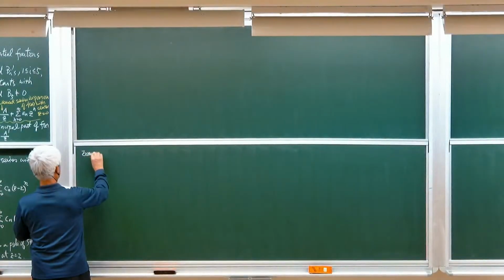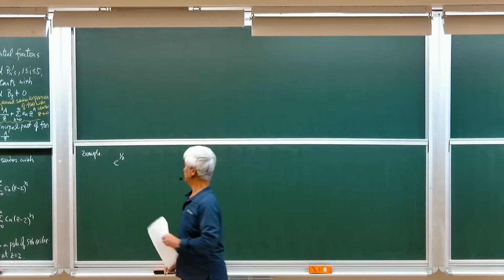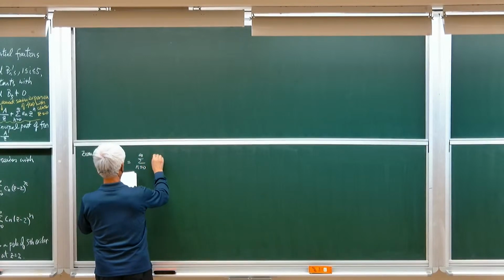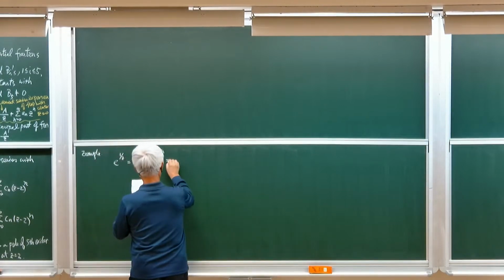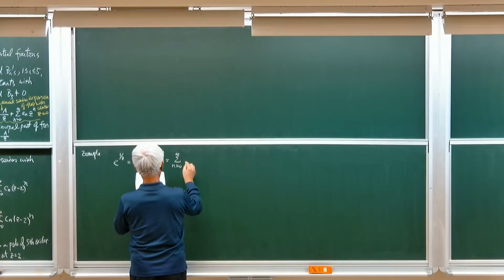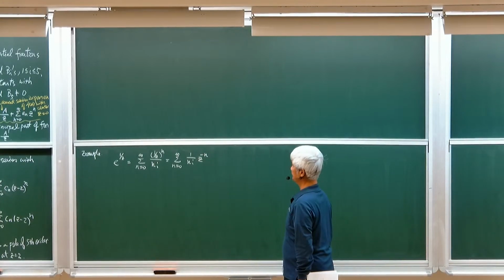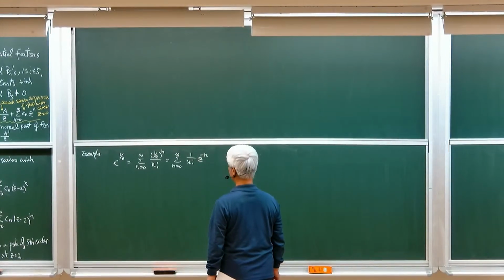Now another example. We look at this exponential function, and we know this can be expanded in the following way, as a power series: the sum of 1 over n factorial times (z minus n).